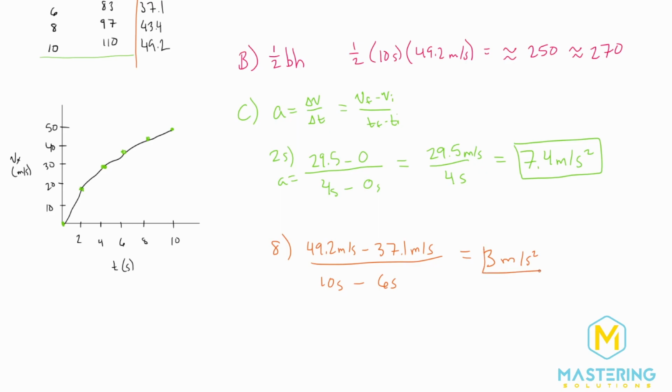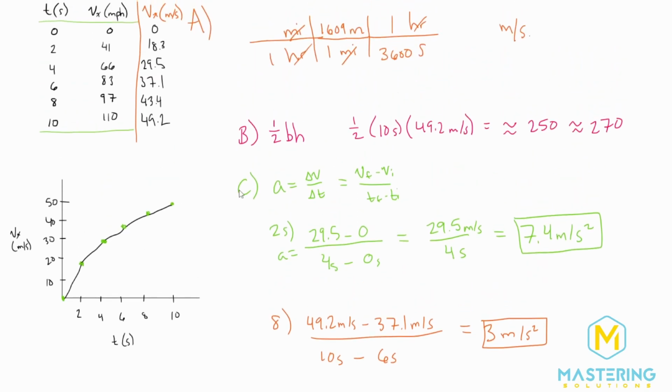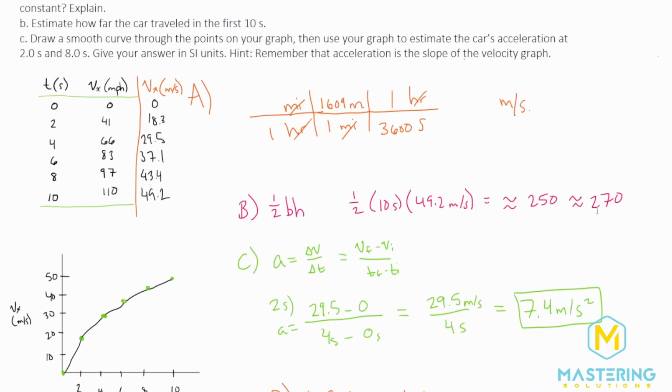for that acceleration. So here are all the answers for the problem: the estimates of the acceleration, the graph, and how far the car went, which will be, of course, in meters, since we got the area underneath the curve.